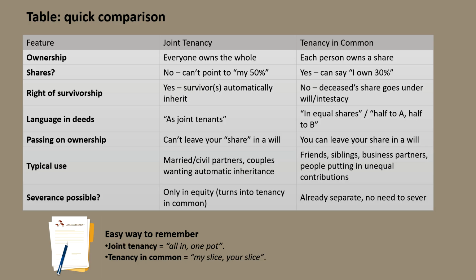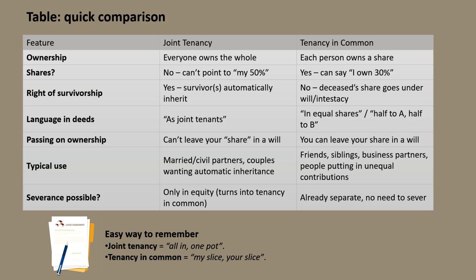So I've provided a little bit of a table, which might be useful for exams because it lists the key things that are hints as to whether we are talking about a joint tenancy or a tenancy in common. Joint tenancy, everyone owns the whole thing. It's all in one pot, owned by one unit. There are no shares. We have the right of survivorship. You can't leave your share in a will or anything like that.